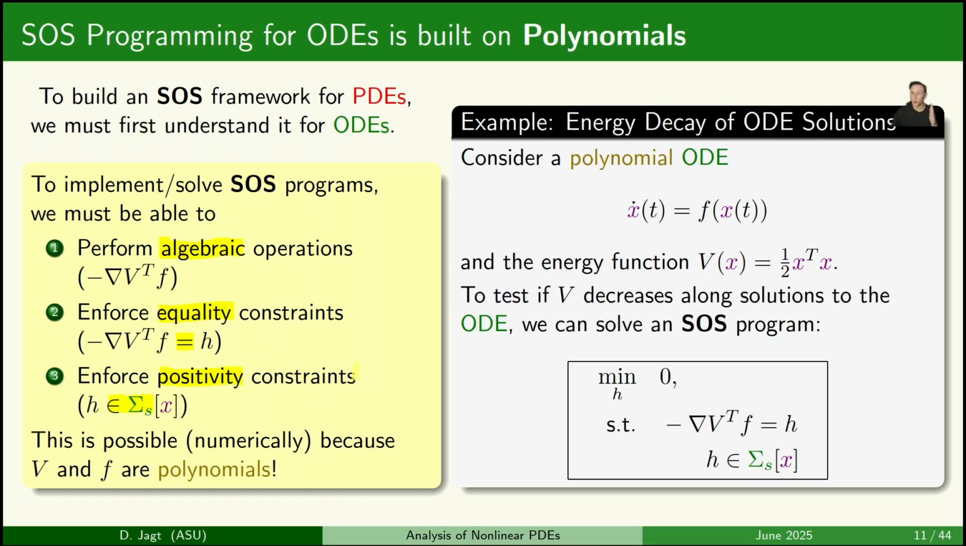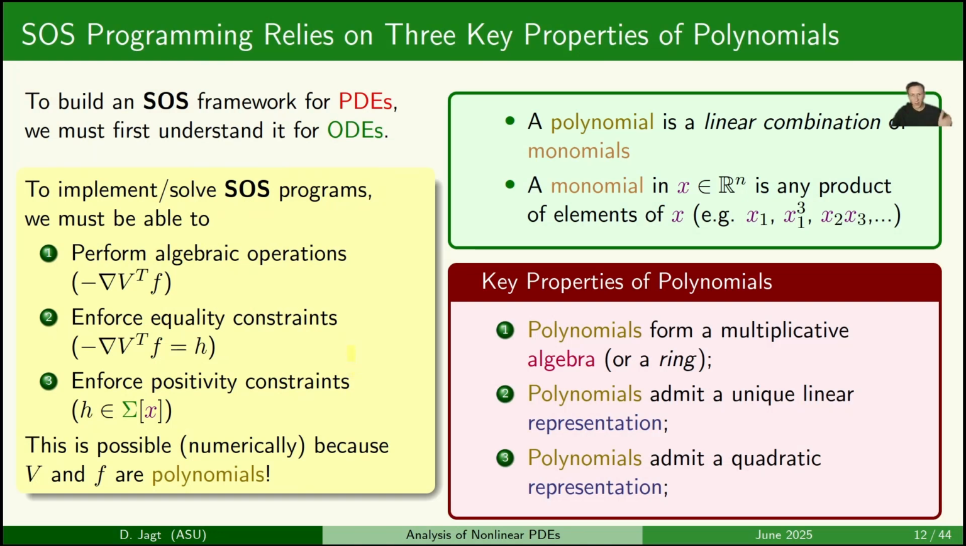I've been using the term polynomial quite a bit now. Let me make it a little bit more concrete. I will say that a function is a polynomial if it is a linear combination of monomials. And in turn, a monomial in some vector x is any product of elements of this vector. Now, given this notion of polynomials, we can identify three key properties of these polynomials that allow us to solve and implement these SOS programs.